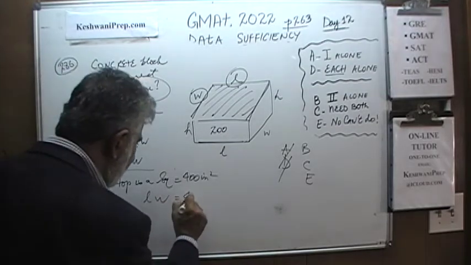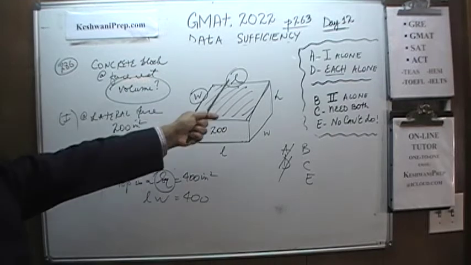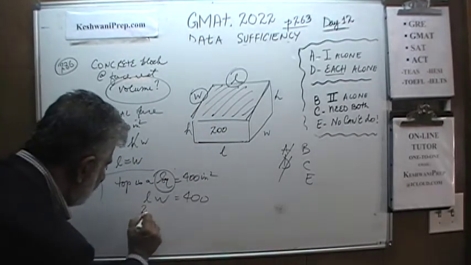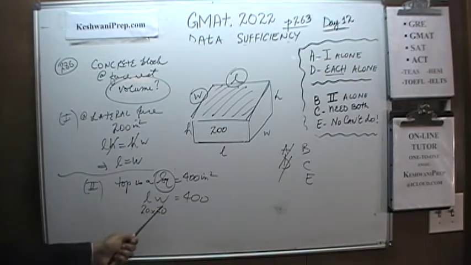Not only is it equal to 400, but we know it's a square. This thing is a square, which means length and width are equal, and they're both 20. So there you go. Now we know the length. Now we know the width.